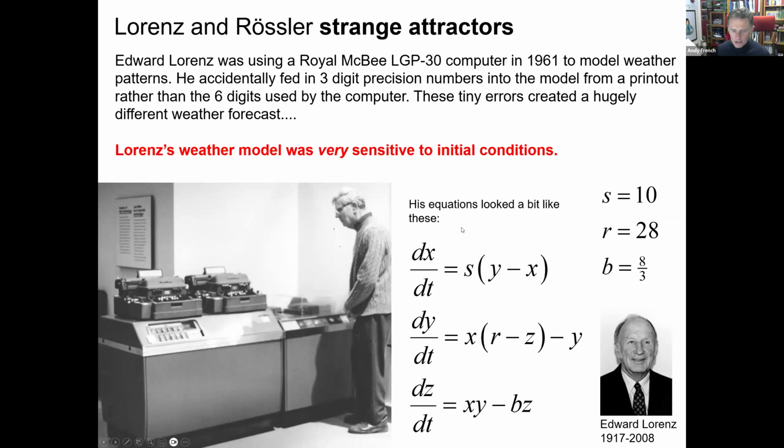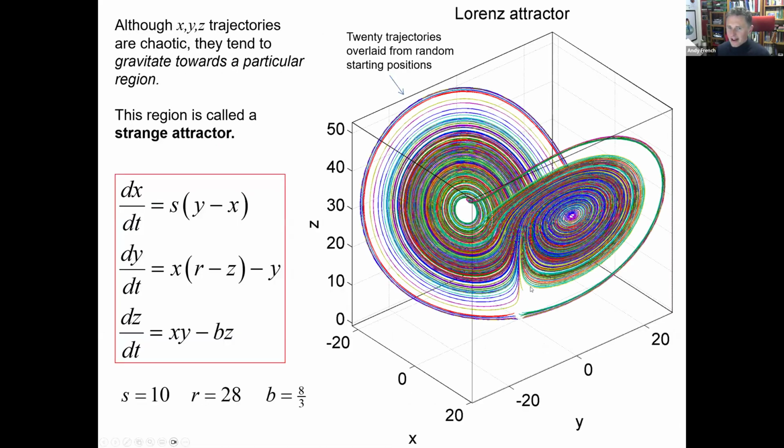So these equations have non-linear terms lurking within them, like an XY term here, and you get wildness. This turns out to be a very general phenomenon. So what he decided to do was plot what X, Y and Z look like, and you end up with this. This is called the Lorentz attractor. And essentially, what does that mean?